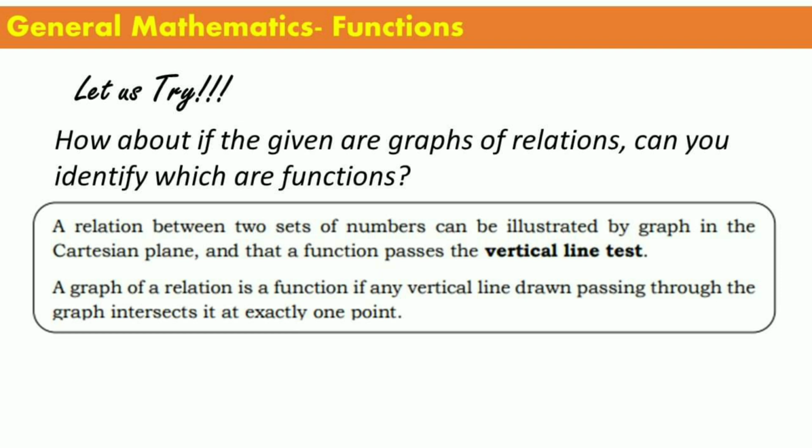Meaning to say, to know if a graph is a function, we will use the vertical line test. Using the vertical line test, the line passing through the graph should intersect it at exactly one point. For instance, this one.